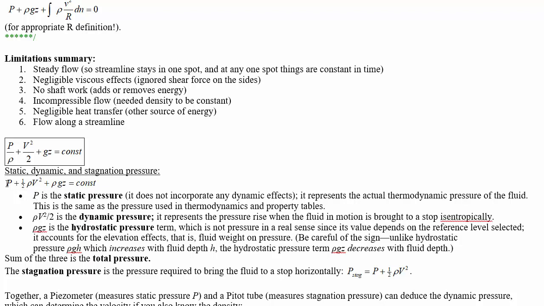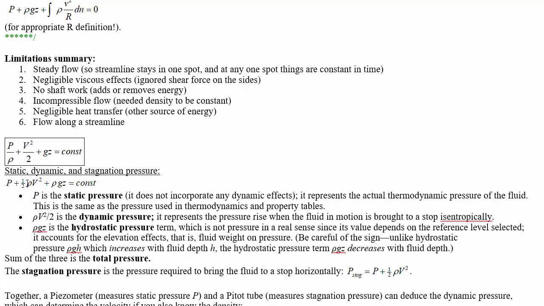Pressure, P, is the static pressure. It doesn't incorporate any dynamic effects. This is the actual thermodynamic pressure of the fluid. This is the same as the pressure used in thermodynamics and property tables. If you put in the right type of pressure meter, then this is the pressure that you would measure. But I have to be careful because of what we're going to look at next. Sometimes you will actually measure not this if you don't hook up the meter correctly.